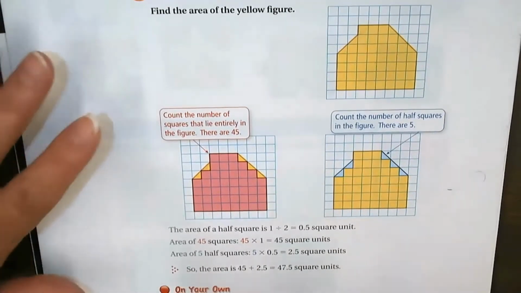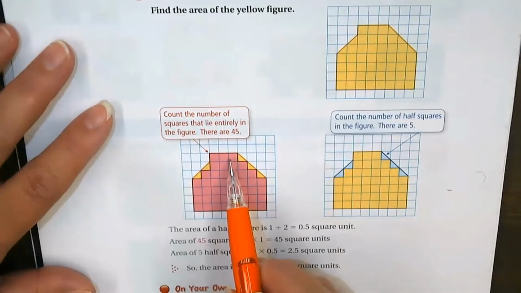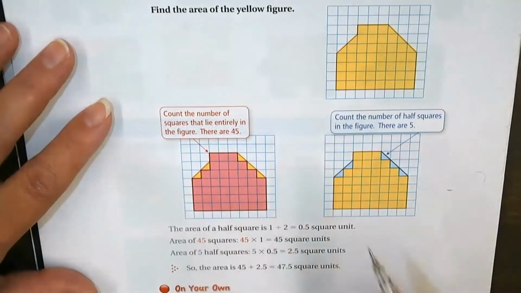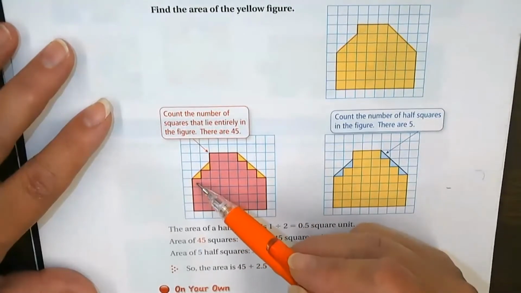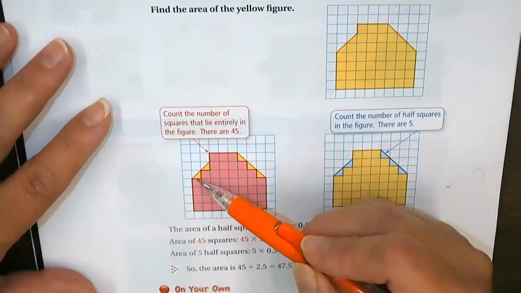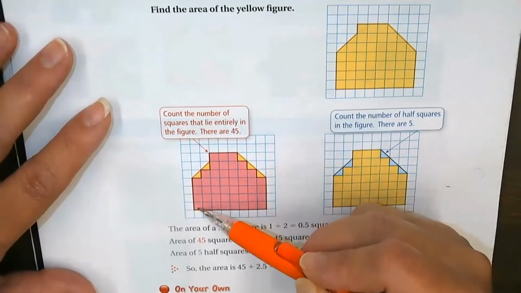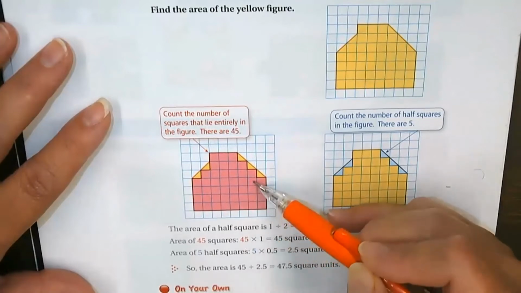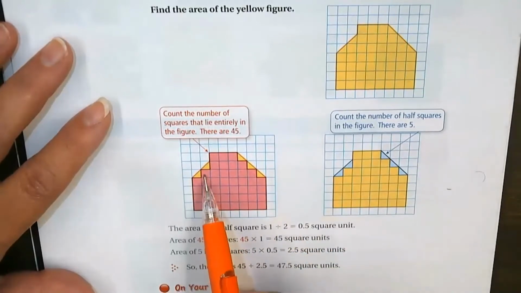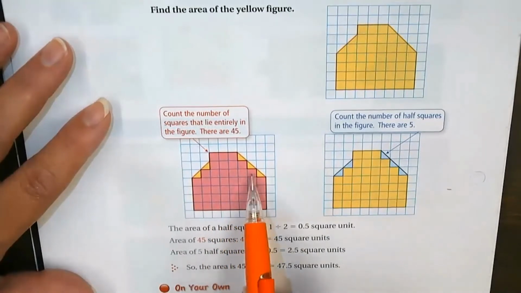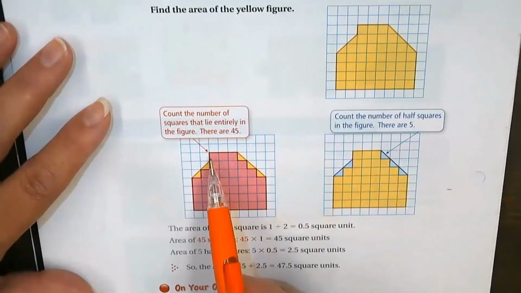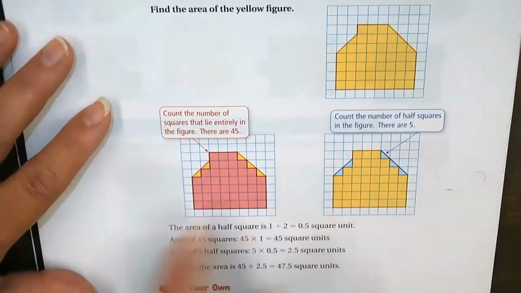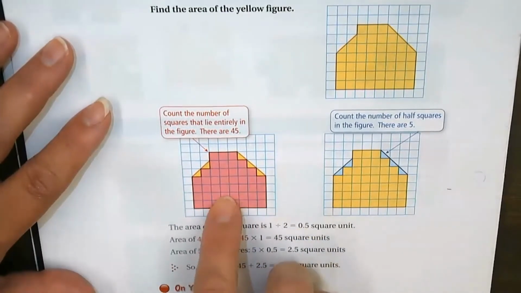So the first thing we're going to do is count all the squares that are completely colored. So the full squares that are completely colored. When I look at this figure, the pink are all the full squares. And here's 1, 2, 3, 4, 8, 12, 16, 20, 24, 28, 32, 33, 34, 35, 36, 37, 38, 39, 40, 41, 42, 43, 44, 45. So I have 45 square units that are completely covered.